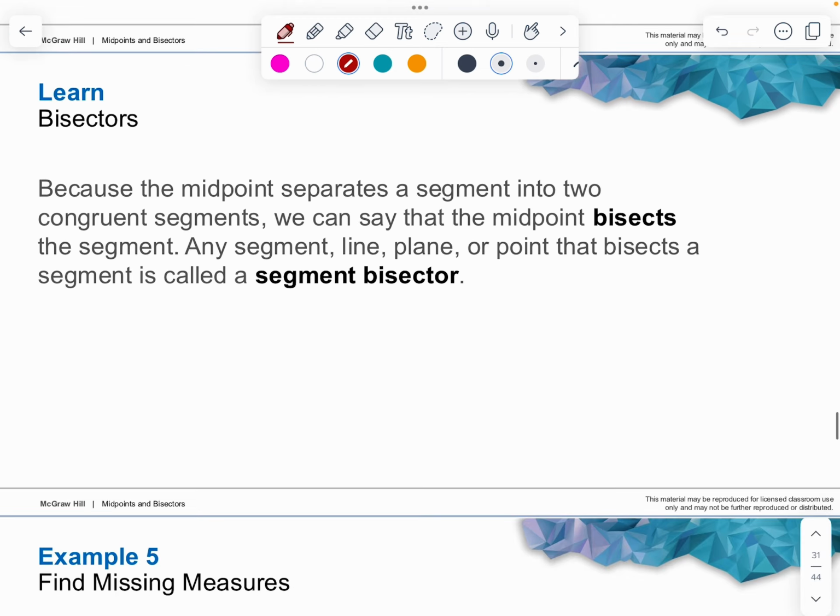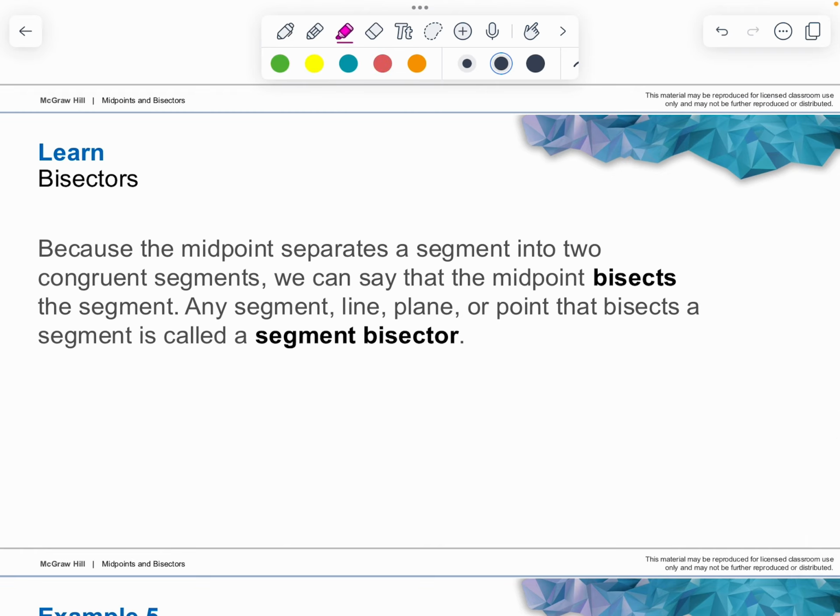Okay, let's go on to bisectors. I want you guys to highlight this word because this is a new geometry word. It's not one that I had you fill in any word in the blank for, but here we go. What do I want you to highlight or underline? The midpoint separates a segment into 2 congruent segments. Any segment, line, plane, or point that bisects a segment is called a segment bisector.